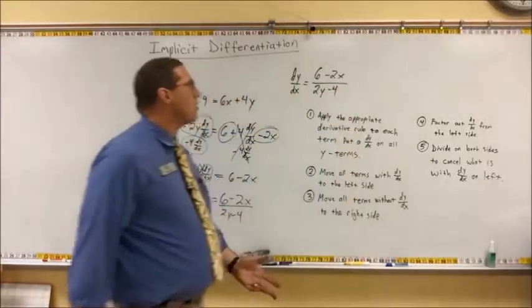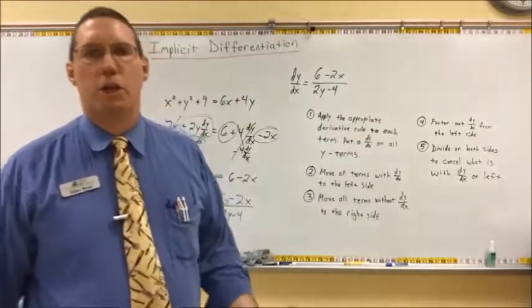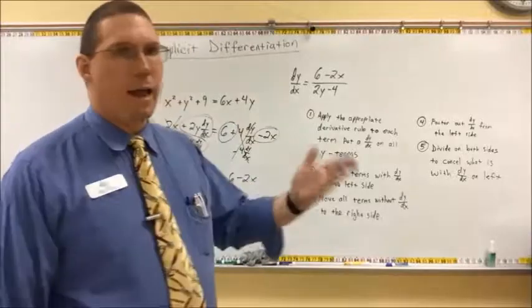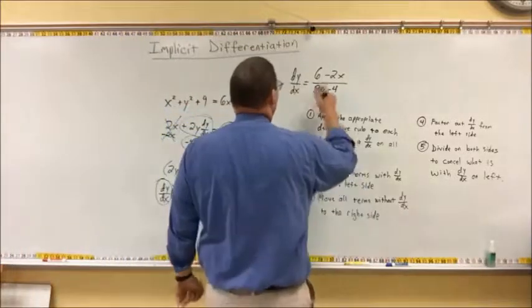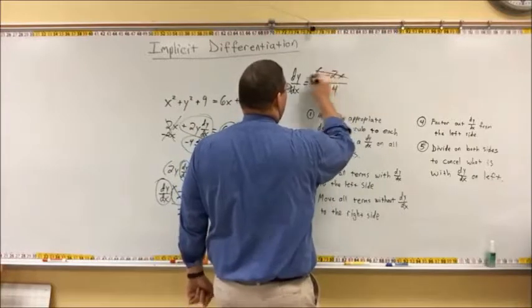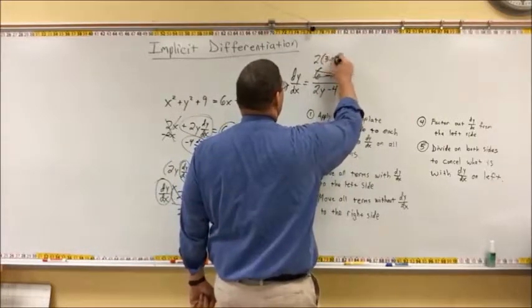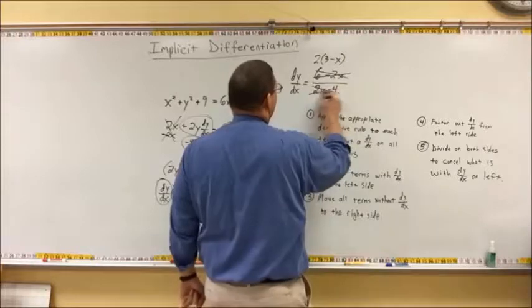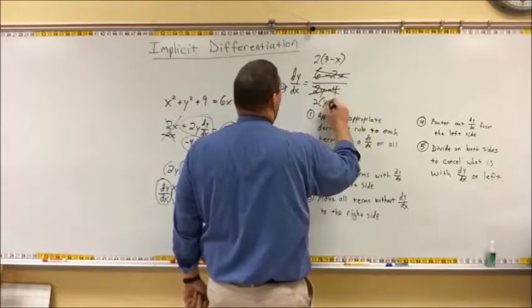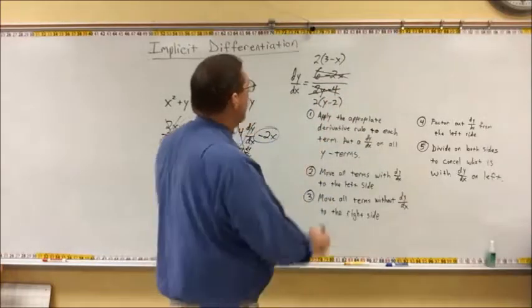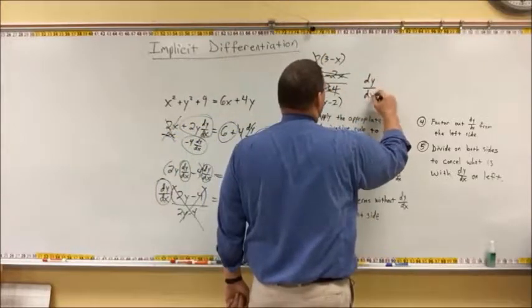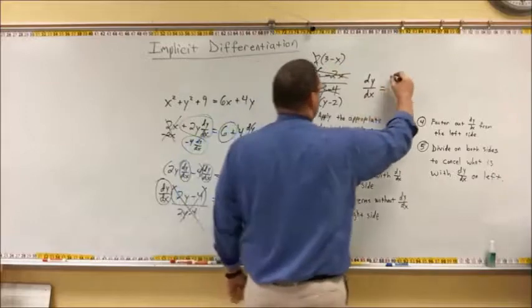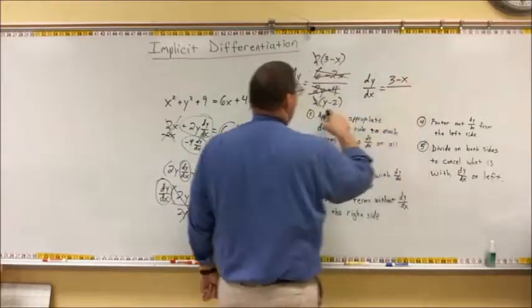Now you may notice that you can actually factor out a 2 from the numerator and from the denominator and then cancel it out. So if we turn this into 2 times 3 minus x and turn the bottom here into 2 times y minus 2, now we can cancel the 2 and our answer is actually dy/dx is equal to 3 minus x over y minus 2.